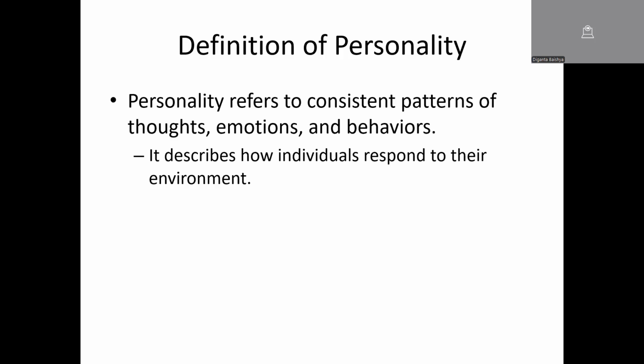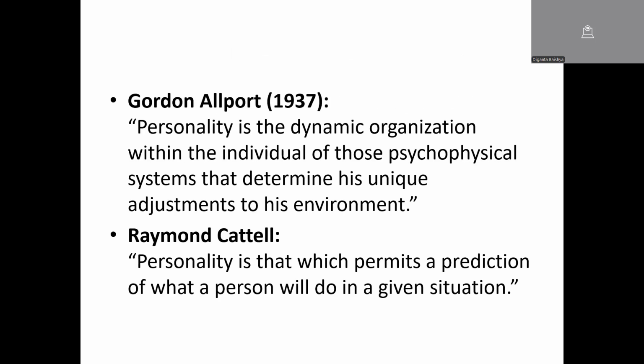Personality is the dynamic organization of psychological systems within the individual that determine their characteristics, behavior, and thinking. This definition was given by Gordon Allport. Another definition was given by Raymond B. Cattell: personality is that which permits a prediction of what a person will do in a given situation. So, personality is the sum total of an individual's behavioral and mental characteristics.